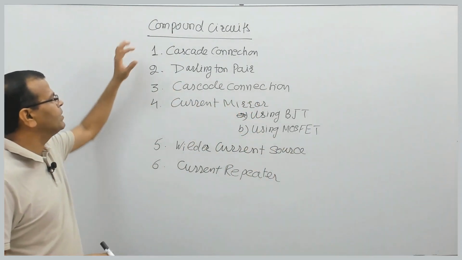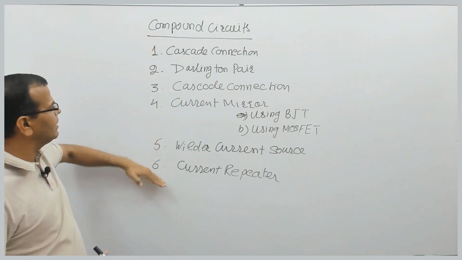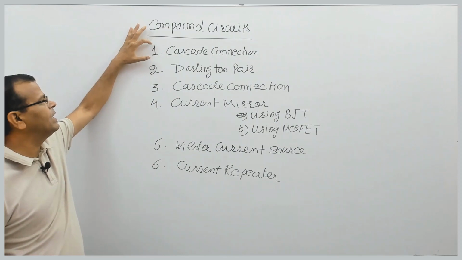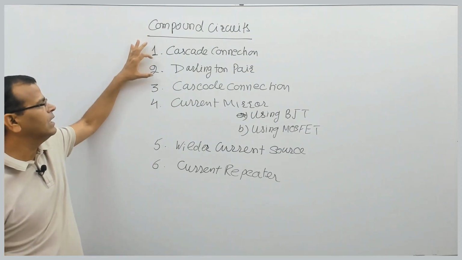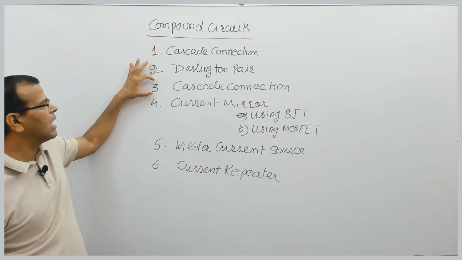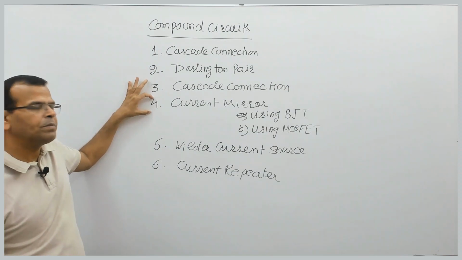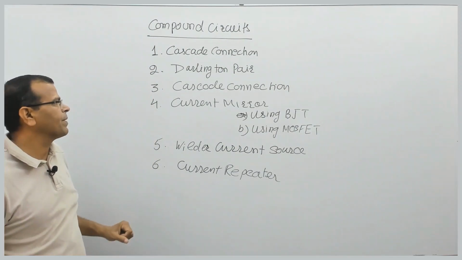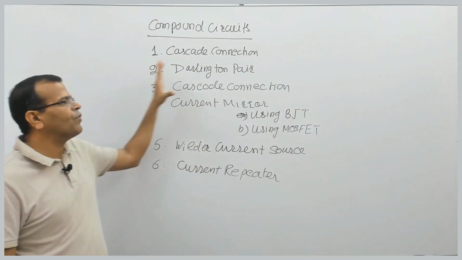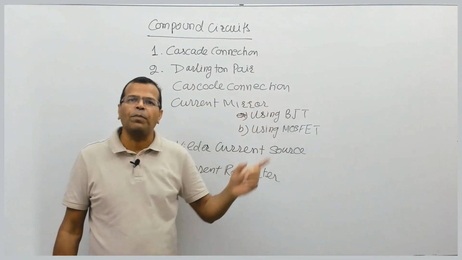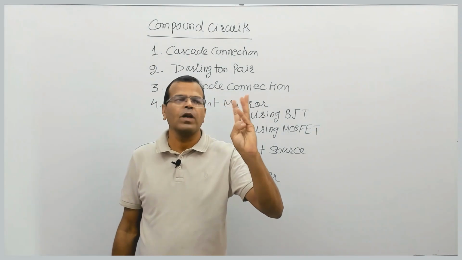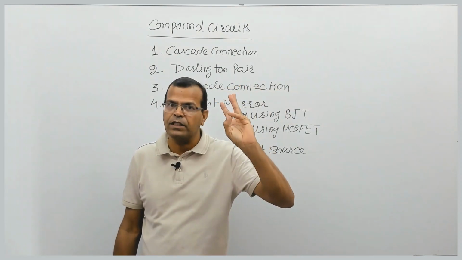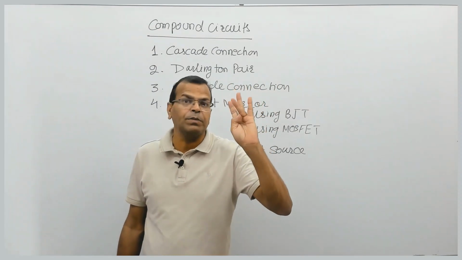In this chapter I will be covering these 6 topics in total. First, we will be discussing cascade connection, Darlington pair, cascode connection, current mirror, then Wilson current source, and then current repeater. You will find a lot of questions based on these topics in GATE, engineering services prelims, engineering services mains, and civil services mains.